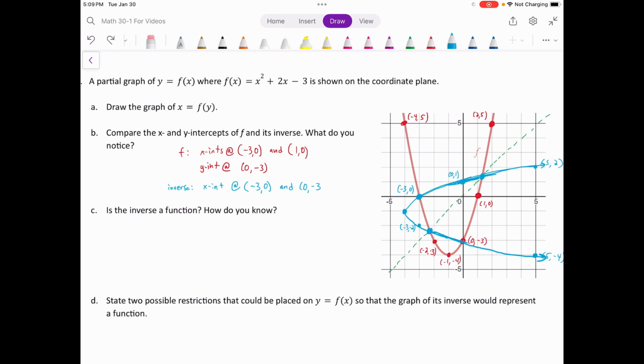Oh boy. Just realized I was writing that in the wrong spot. Sorry, folks. Okay, so (0, 1) and (0, -3).